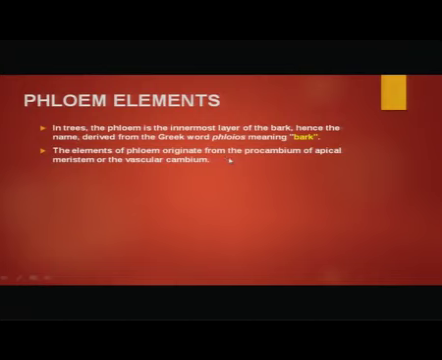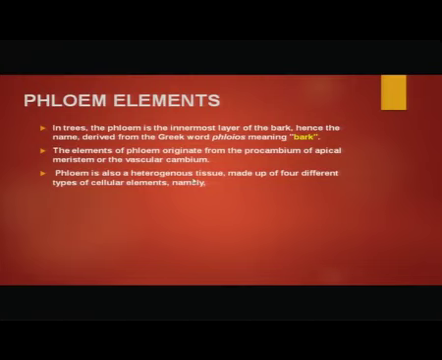The elements of phloem originate from the procambium of apical meristem or even from vascular cambium, and as was the case with xylem, the same is with phloem also. When it originates from the apical meristem, it will be primary phloem. When it originates from the vascular cambium, it will be secondary phloem.